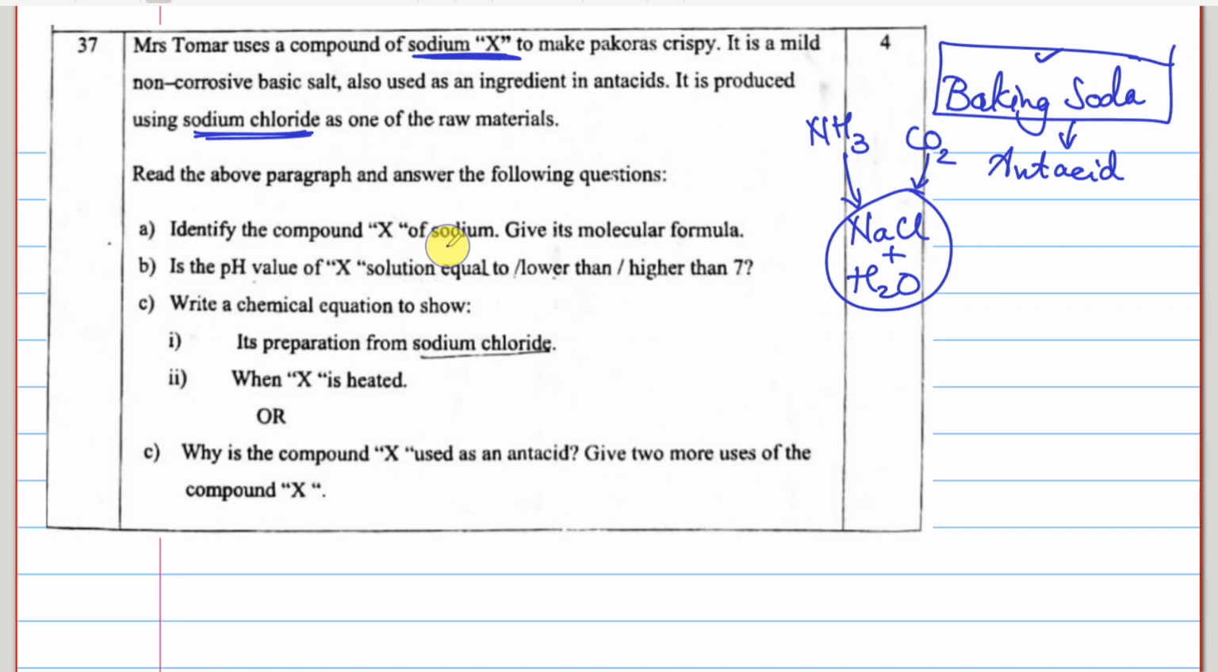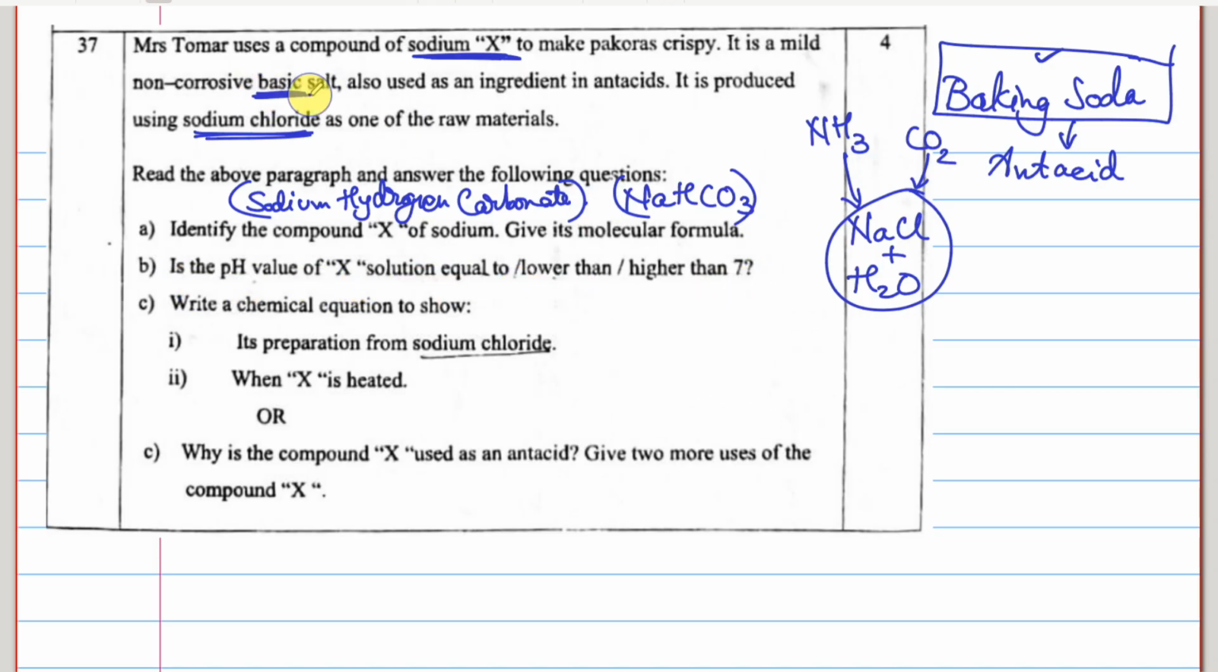Identify compound X of sodium. So we have already identified it is baking soda. The common name is baking soda, or it will be sodium hydrogen carbonate, right? Give its molecular formula. The molecular formula will be NaHCO3. So we have given the molecular formula, we have given the scientific name, and we have given the common name, baking soda.